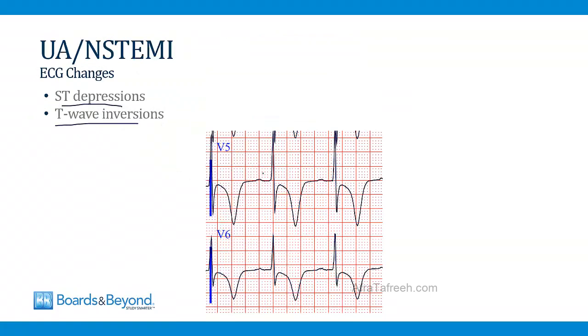Let's take a look at this tracing on the screen here. This is the baseline in V5, and you can see that the ST segment is depressed, meaning it is lower than that baseline, so ST depressions are present. You can also see that these T waves, which should be pointing up like this, are flipped. Those are called T-wave inversions, and those are also evidence of ischemia.